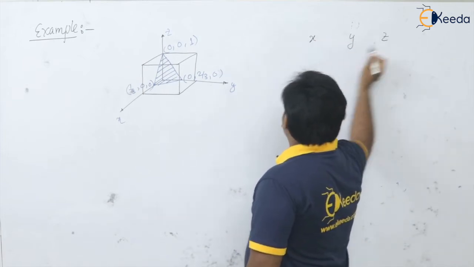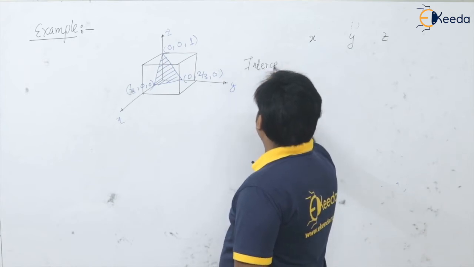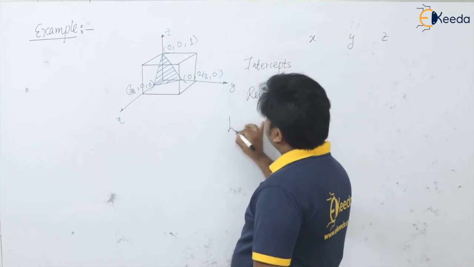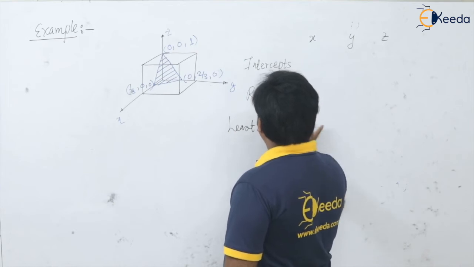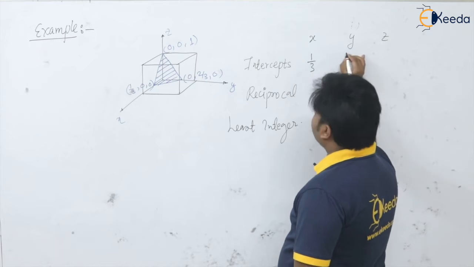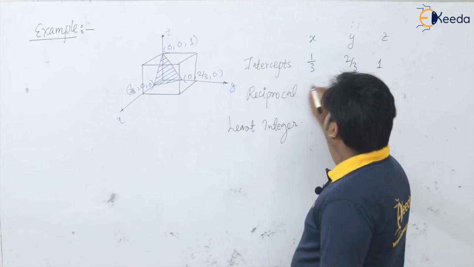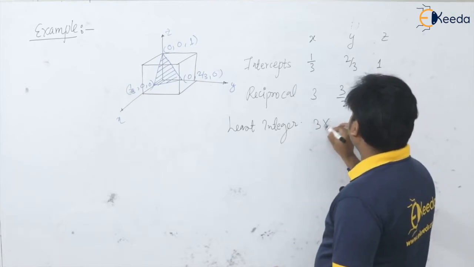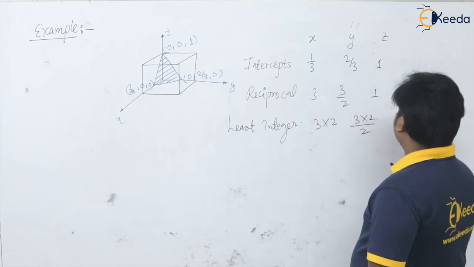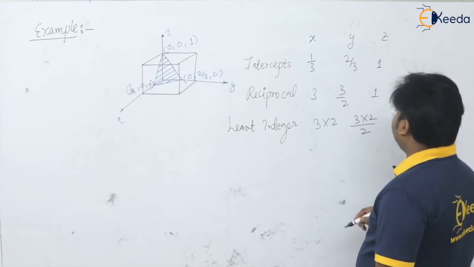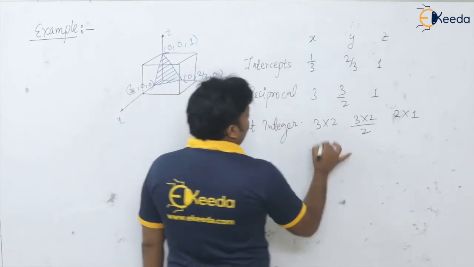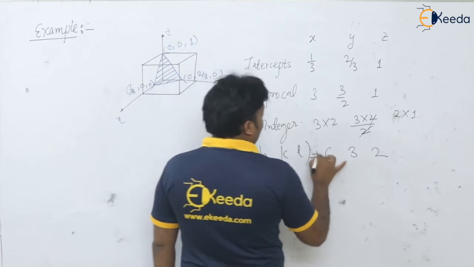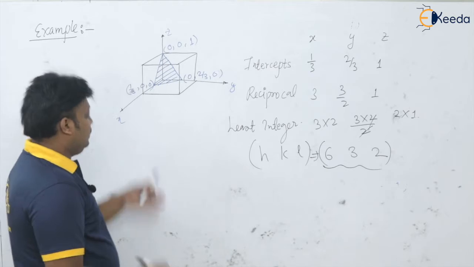For the x, y, z axes, we should find the intercepts, then take the reciprocal of the intercepts and convert into least integer. What are the intercepts? For x, 1 by 3, for y, 2 by 3, and for z, 1. Take the reciprocals: 3, 3 by 2 and 1. To convert it into least integer, what do we have to do? Multiply by 2 to get integers. So this is 6, 3 and 2. So your Miller indices h, k, l are 6, 3, 2. Very simple. So this is about the Miller indices.